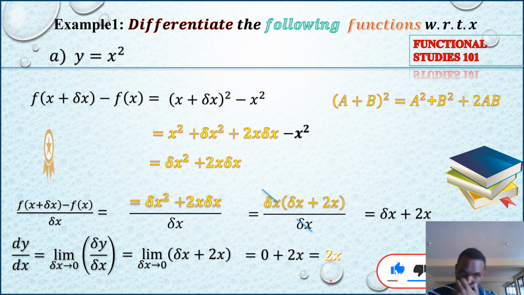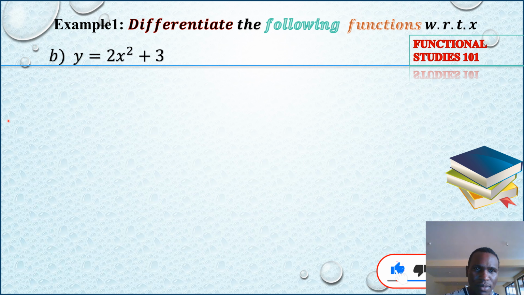So the differential coefficient of y with respect to x, given that y is equal to x squared, is equal to 2x. This is the first one. If you understand this one, let's move to the next. But if you don't understand, make sure you highlight it in the comment section if you need further explanation on any part. Going further, let's look at the second example.